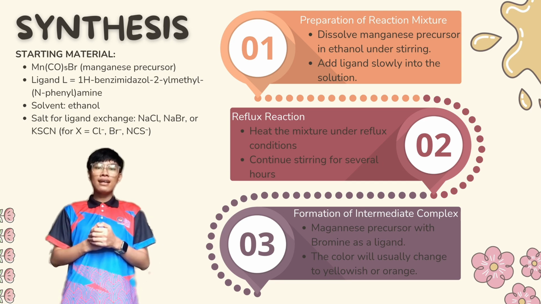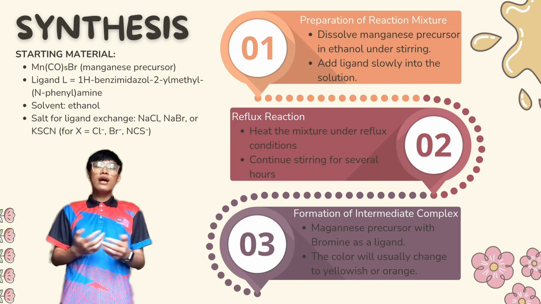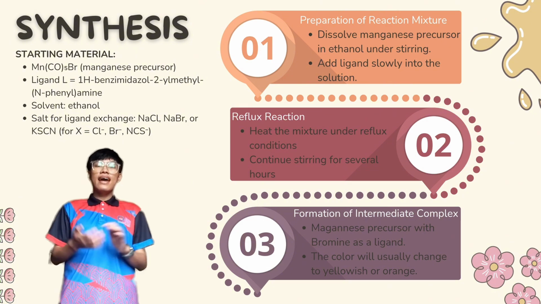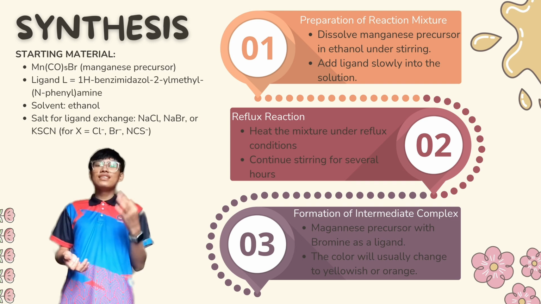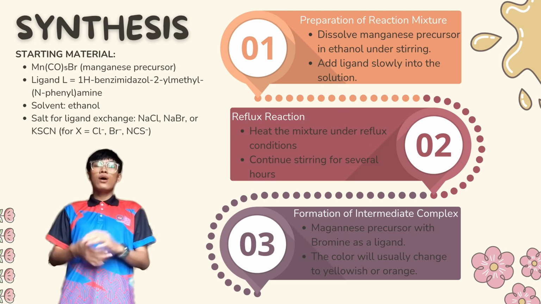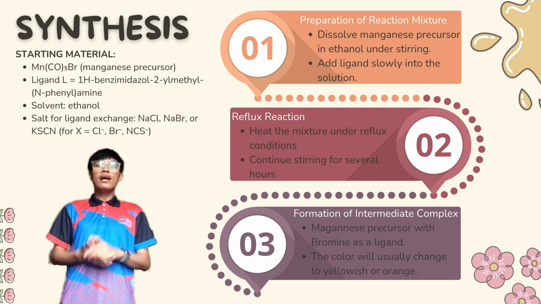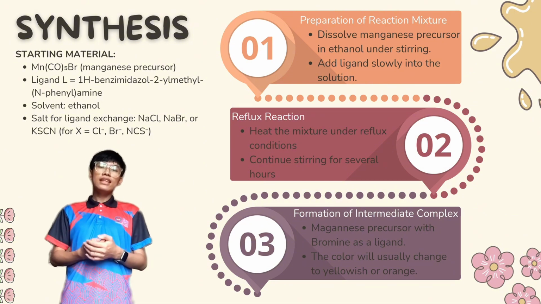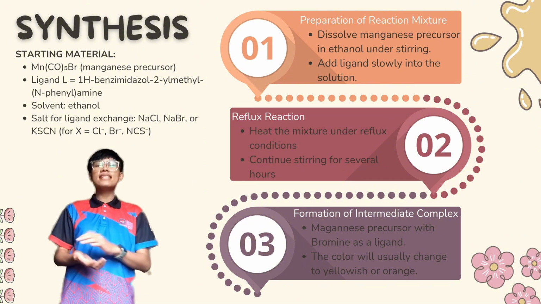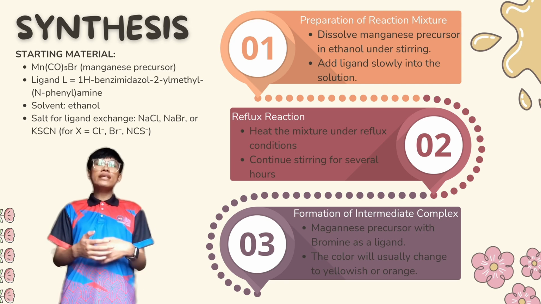Step 2 is called reflux reaction. Heat the mixture under reflux condition, which is from 60 to 80 degrees Celsius, and continue stirring for several hours, typically 3 to 6 hours. This step is to replace one CO ligand and allow the bidentate ligand to coordinate to manganese. The formation of intermediate complex, which is manganese precursor with bromine as a ligand. The color will usually change to yellowish or orange.